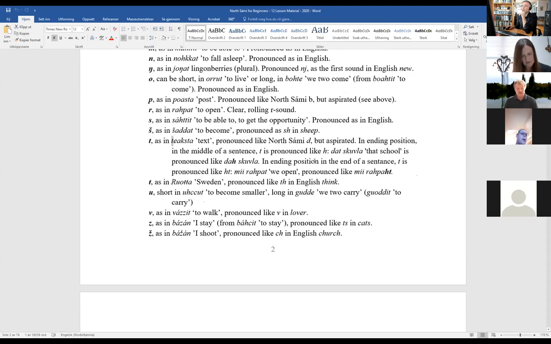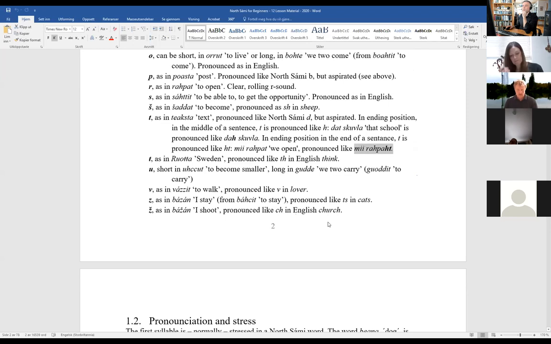And this can also, in ending position, yes, in the middle of a word, in the end of the word, but in the middle of a sentence or so, you don't say dat skola, even though there is a T here in the written language. This is a T, but you say da skola. So sometimes this T letter is not pronounced T, but in the end of the word or in the end of the sentence, the last letter of a sentence, then it's a T. So mi rahpat, we open, mi rahpat, and it has also a small H sound in front of the T.